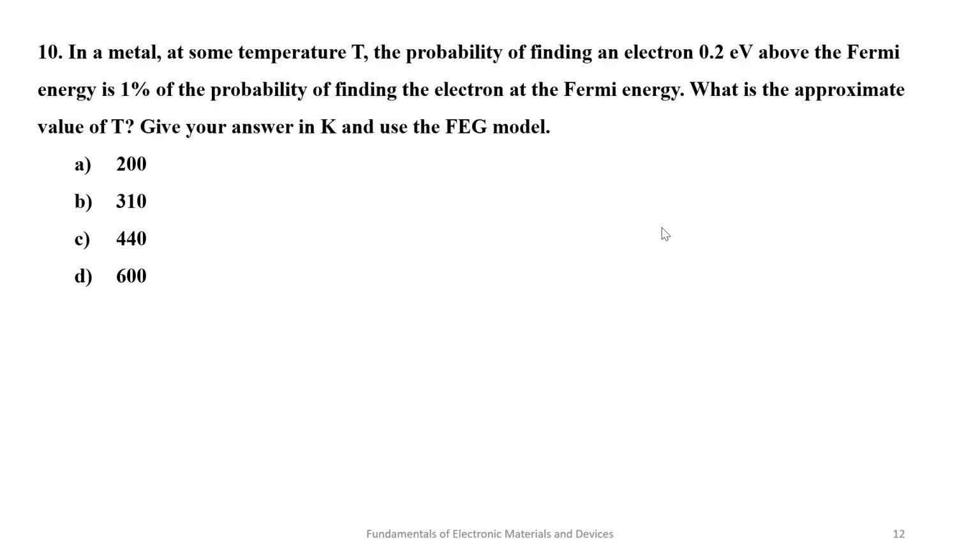Read the question very carefully. It's a very simple question actually. You have to use the same equation, substitute what is given to you, and then equate and find out T. One is at 0.2 electron volt above the Fermi level, one is at the Fermi level, and the probability at 0.2 electron volt above the Fermi level is 1% of that at the Fermi level. Based on these statements, you have to find the value of T, that is the temperature in Kelvin.